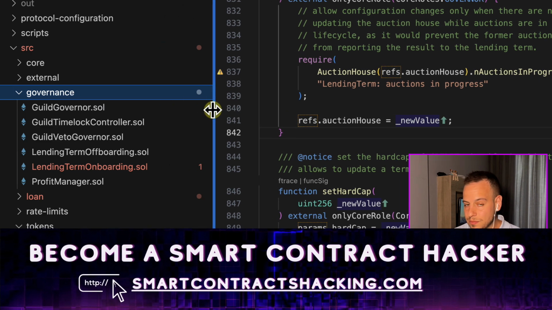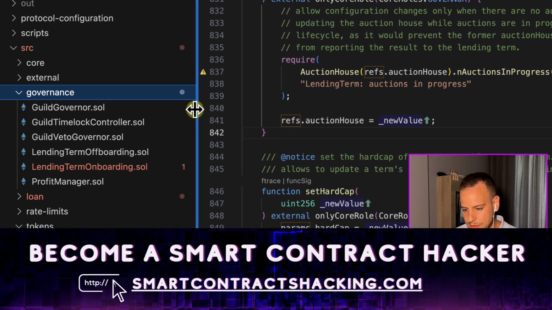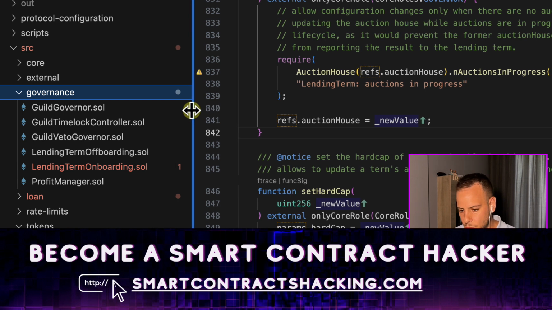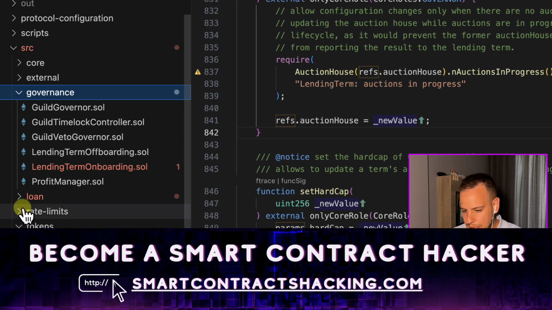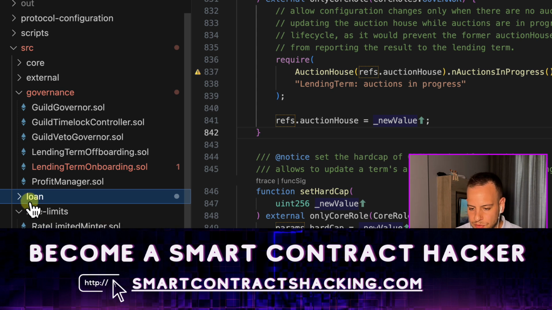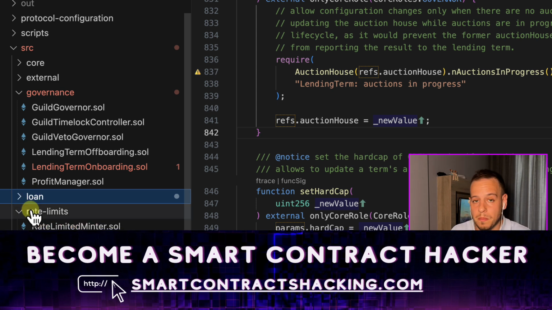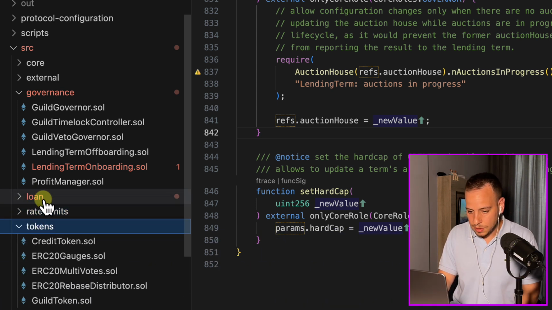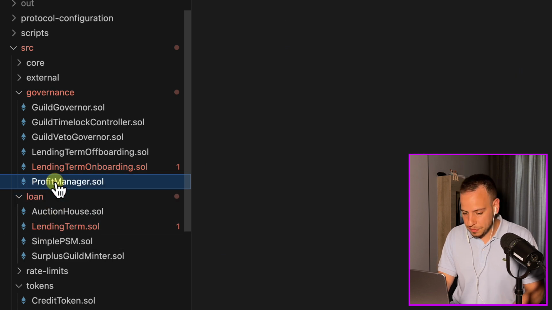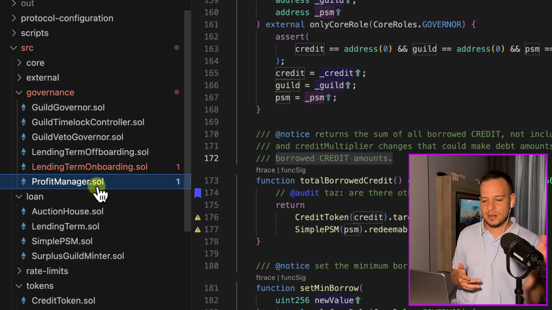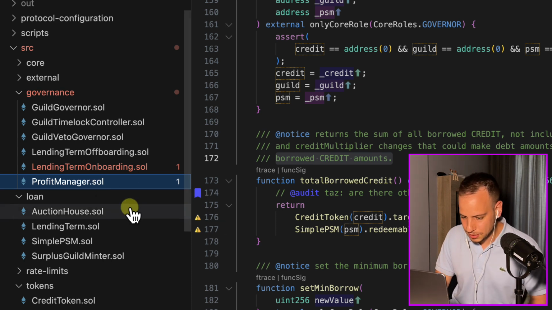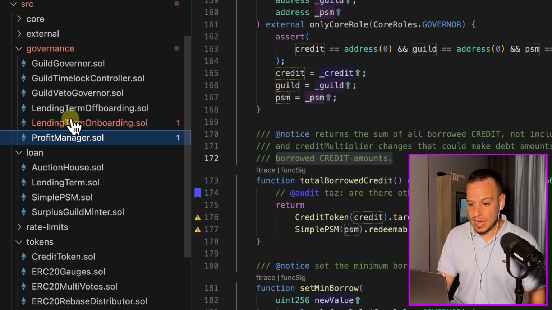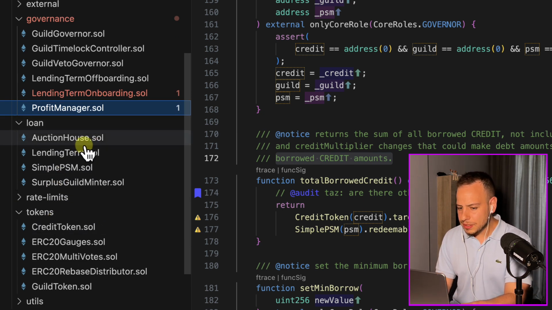Also, Taz had more time to dedicate to the contest. That's why he went through the loan contracts, which are much more complicated in my opinion. Also the profit manager, which sits between the governance and the loan contract. We will see in a moment what every contract here means. And yeah, this is how we did it in the beginning.